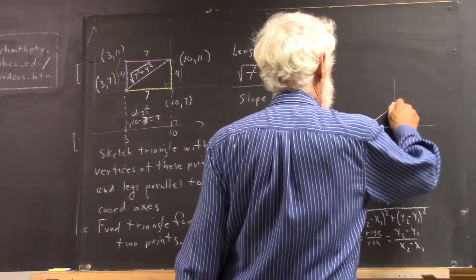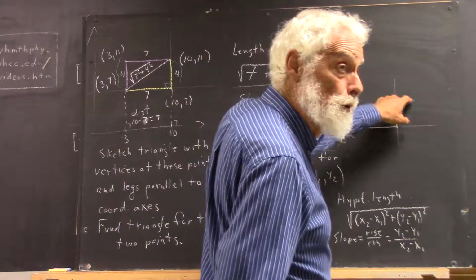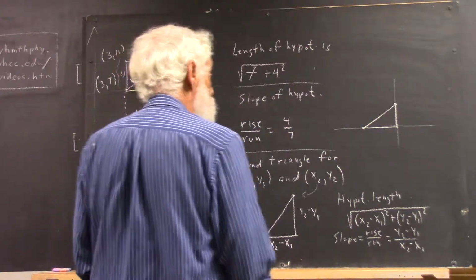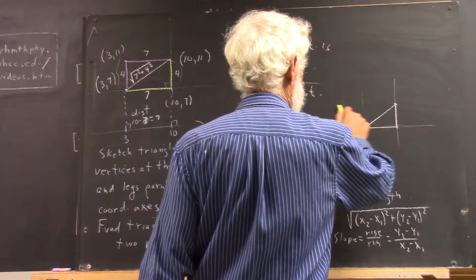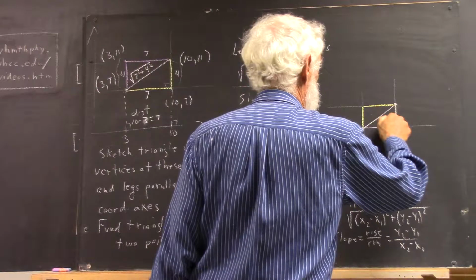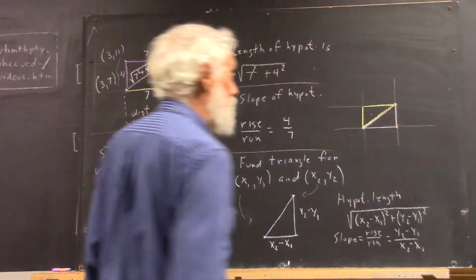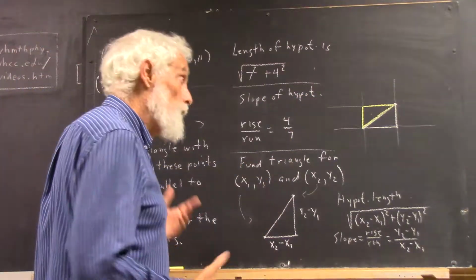Okay, well, there's your triangle. Here we are, and here we are. So this is a fundamental triangle through these 2 points. We could also have drawn the fundamental triangle with the vertical leg through this point and the horizontal leg through this point. This would also be a perfectly valid fundamental triangle for those 2 points. Okay, so there's the triangle.